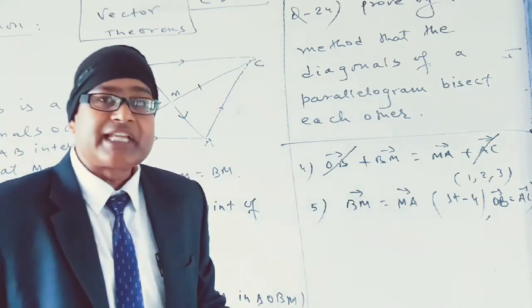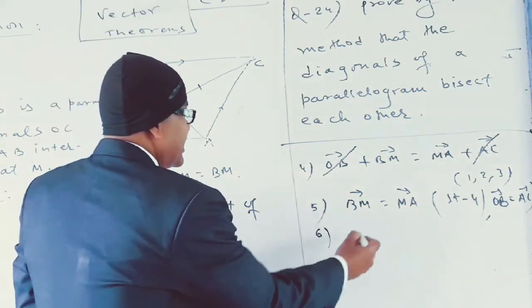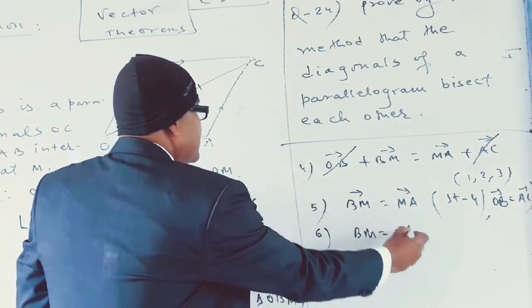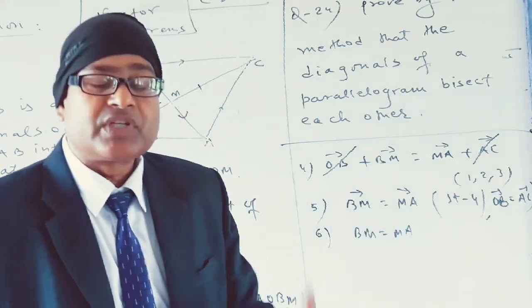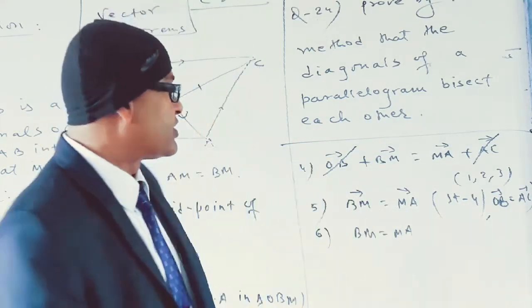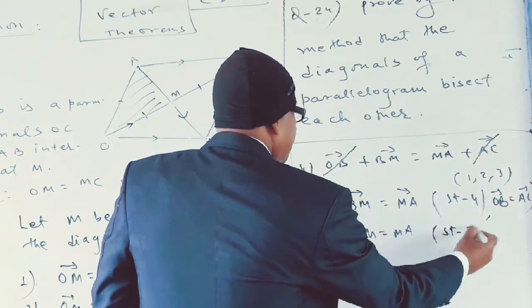Dear students, if any two vectors are equal, their magnitudes are also equal. So we can write BM is equal to MA. We can remove the sign of direction, and then the magnitudes of BM and MA are equal. This is statement 5.